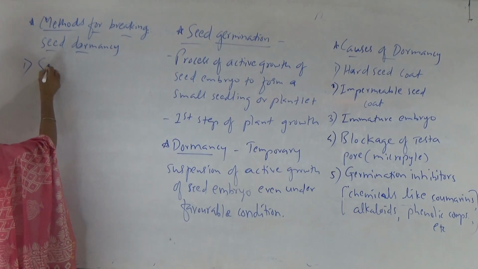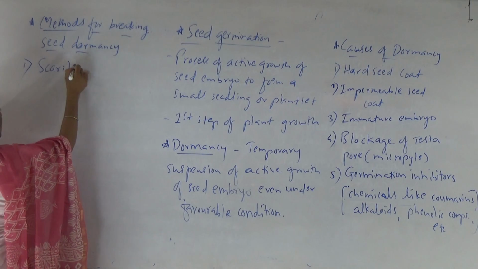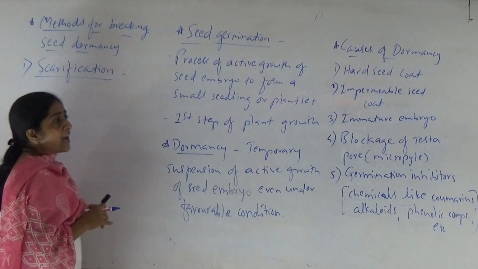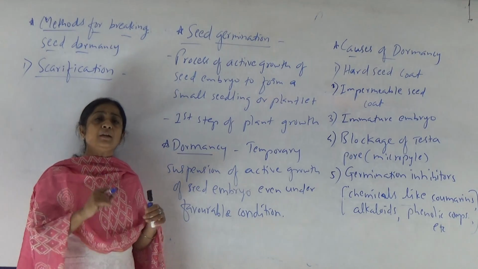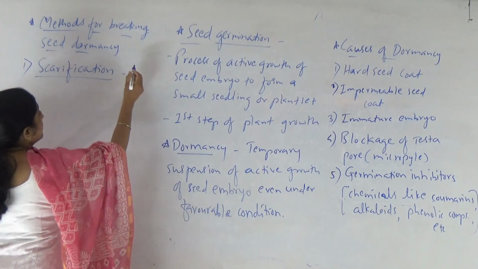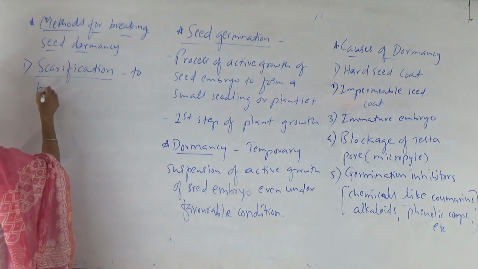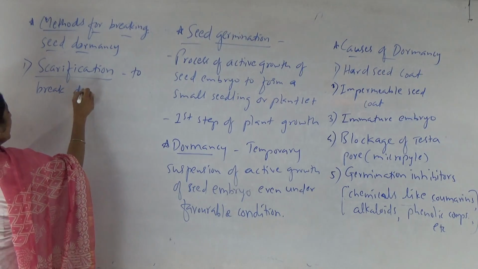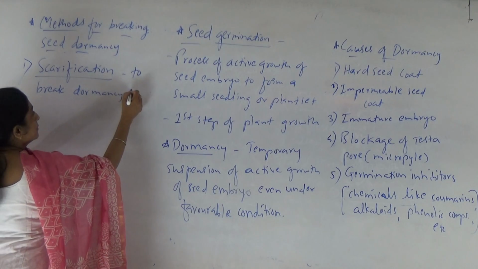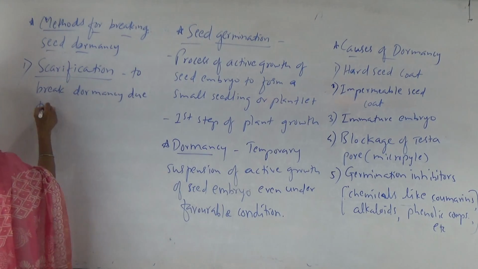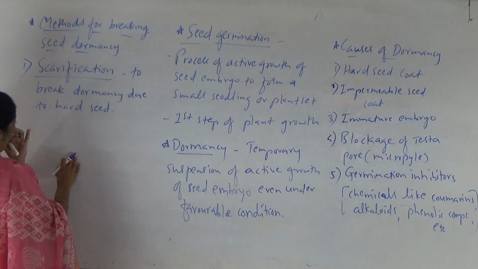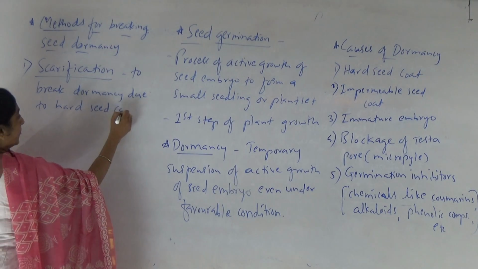First method, scarification. So what is scarification? Scarification is the method to break the dormancy due to hard seed coat, right? It is the method used to break the dormancy of seed due to hard seed coat.